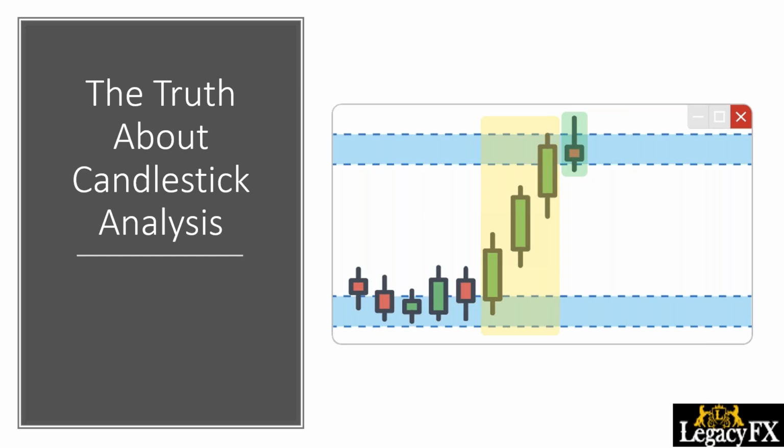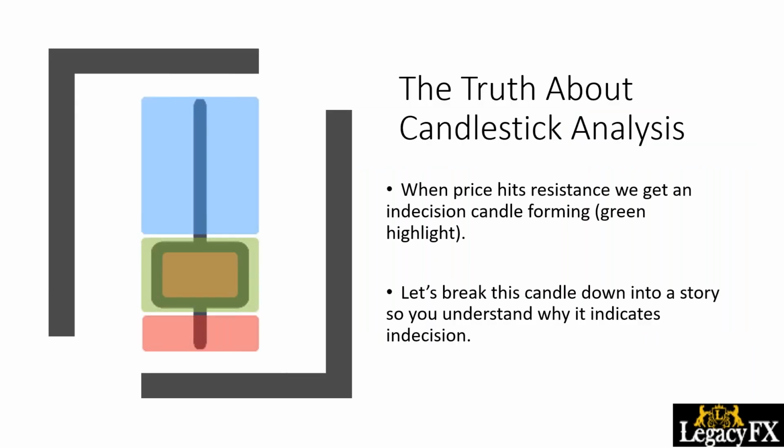Okay. So what we're going to be looking for is after a strong move up or a strong move down, we're going to look for this indecision candle. But now we have to spell out this indecision candle. This indecision candle only comes into play at a support or resistance zone.